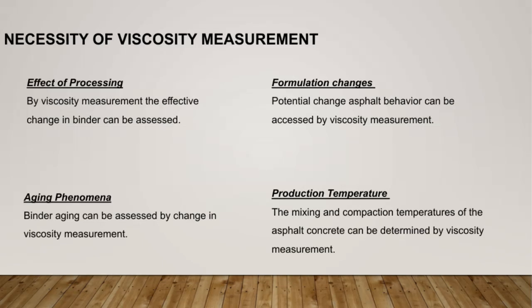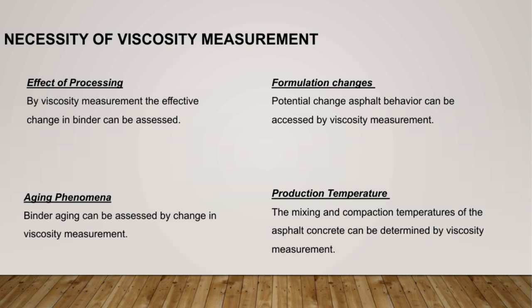Let's talk about formulation changes and how they can influence asphalt behavior. One of the key ways we can assess this is through viscosity measurement. It's a useful tool to understand how modifications in binder formulation might affect performance. Moving on to aging phenomena, binder aging is a critical aspect, and we can evaluate it by observing changes in viscosity. As the binder ages, its viscosity tends to increase, which can impact its flexibility and durability over time.